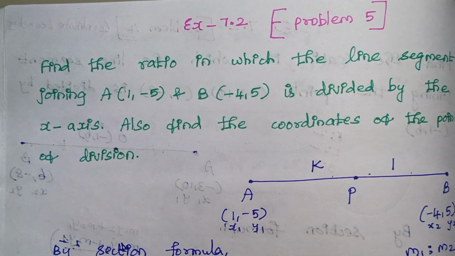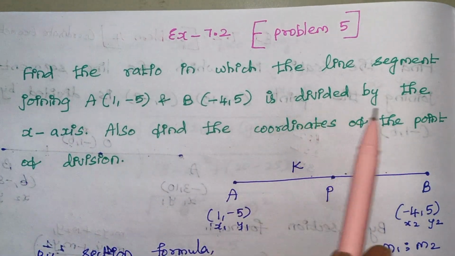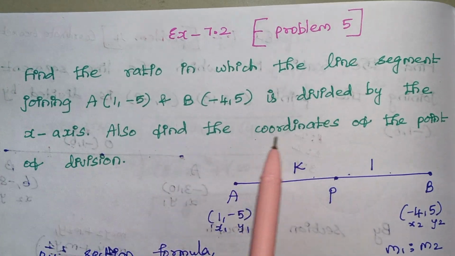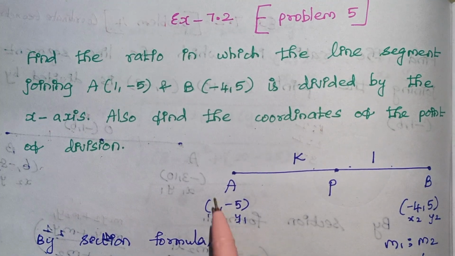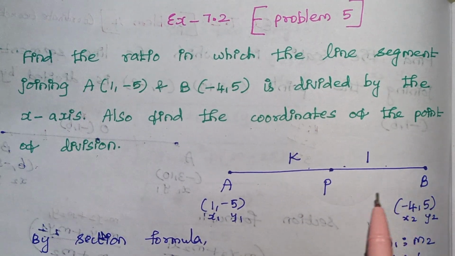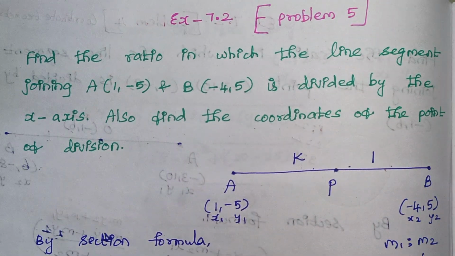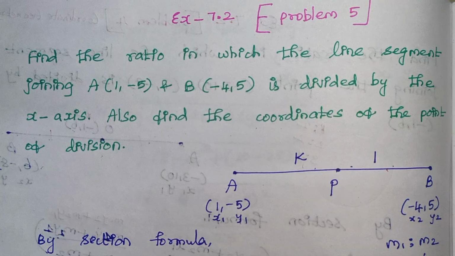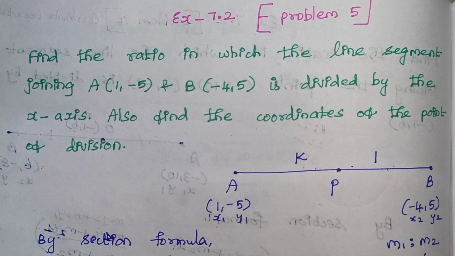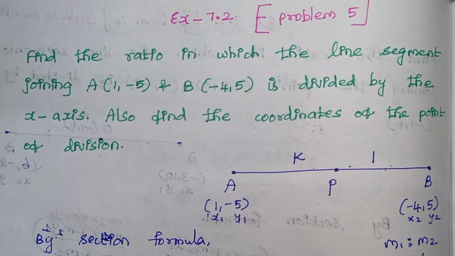So problem number 5. Find the ratio in which the line segment joining the points is divided by x-axis. Also find the coordinates of the point of division. Here you see the thing is only the 2 points are given. The ratio is not given, and the coordinates of the point P are also not given. So in this case, we have to assume that the line is divided in the ratio k:1 because we have no other go.